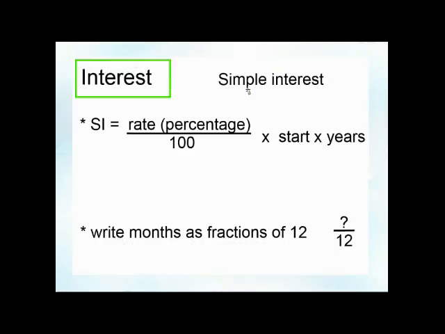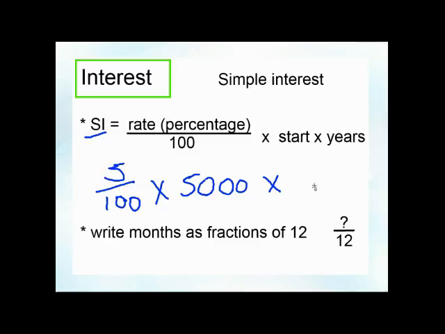Okay, so what is the equation for simple interest, or SI? It's the rate or percentage, so let's say 5% divided by 100, times the start amount. So let's say you borrowed 5,000 Rand, right? The start amount, and then that times the amount of years. So let's say we borrowed it and we paid it back over 5 years. So it's the percentage that they give you divided by 100 times your start amount times the amount of years that you borrowed or invested the money.